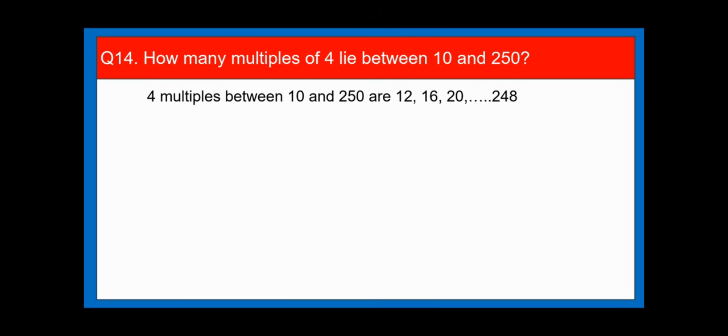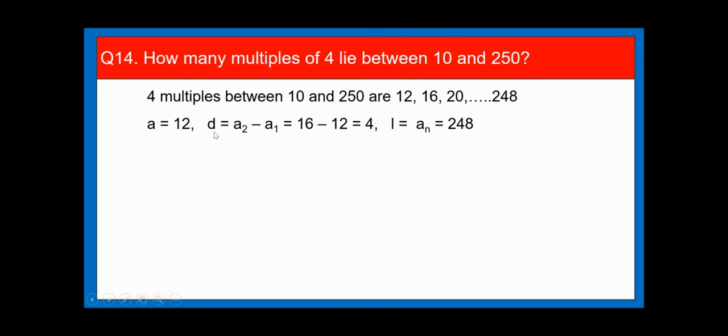250 is not divisible by 4, and its previous number 249 is not divisible, and 248 is divisible by 4. Therefore, the multiples of 4 between 10 and 250 are 12, 16, 20 and so on up to 248. Now we have to find out how many such multiples there are. Here in this arithmetic progression, the first term a is equal to 12, and the common difference.